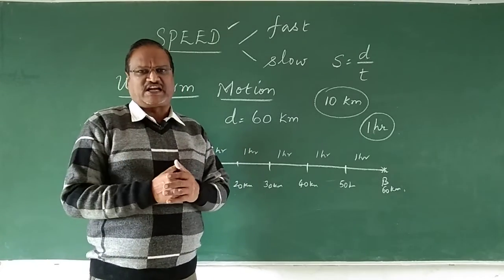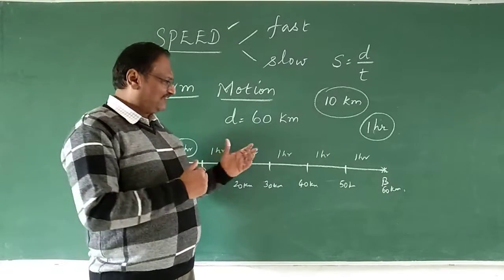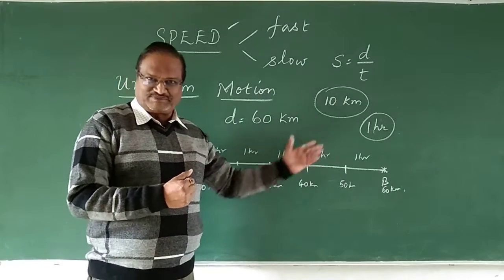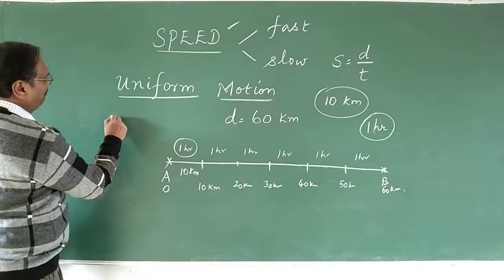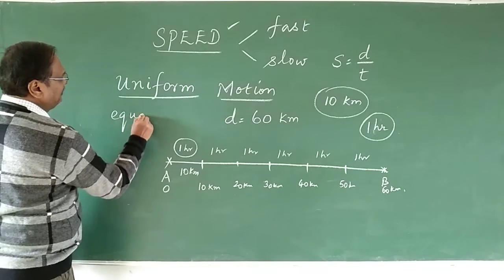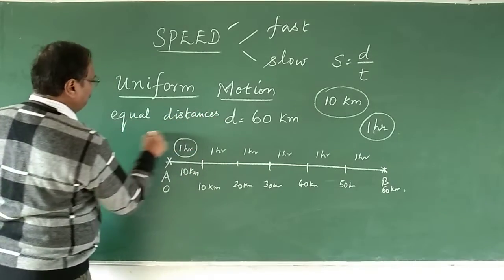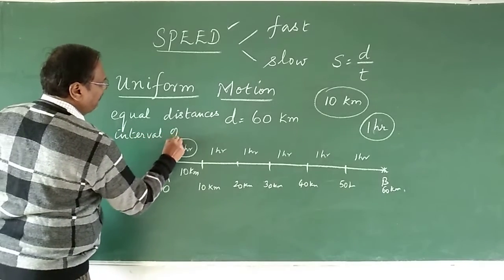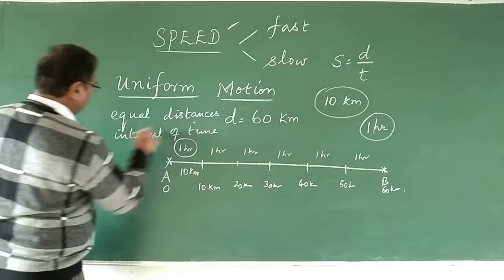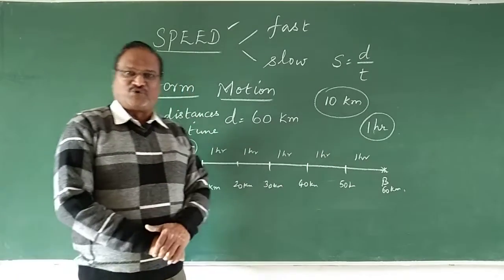It's very rare actually in normal life. Uniform motion is very difficult because there will be traffic on the road or something else like that. Now I will define it here. When a body travels equal distances in equal intervals of time, then you will find that the motion is called uniform motion.